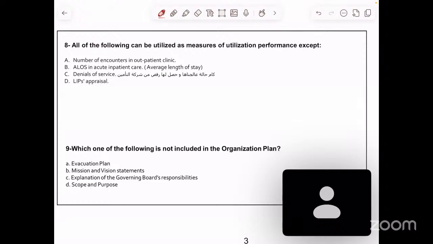Okay, so the number of encounters in outpatient clinic measures the volume of services provided, reflecting the utilization rates. The ALOS, or average length of stay, is a common utilization metric used to assess resources, efficiency, and care delivery. Why not denials of service? Again, it is included in the measures of utilization. Okay.